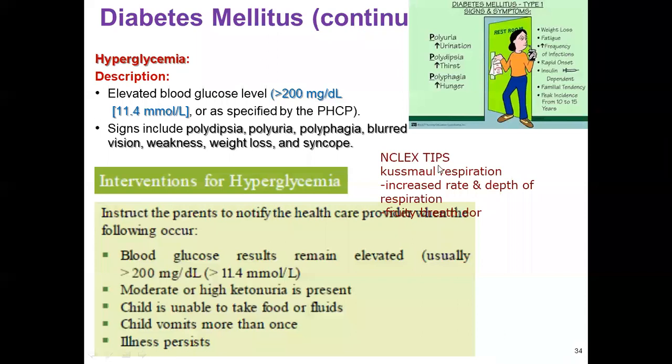So, NCLEX tips: a common question NCLEX would ask, in the case of hyperglycemia or diabetic ketoacidosis, what are the characteristic features? The patient has an increased rate and depth of respiration, and it is called Kussmaul respiration. And also, we can get a special characteristic smell of the breath. It's called fruity breath odor. Now let's go to what the interventions are if the patient has hyperglycemia.